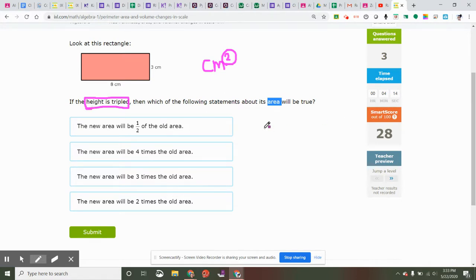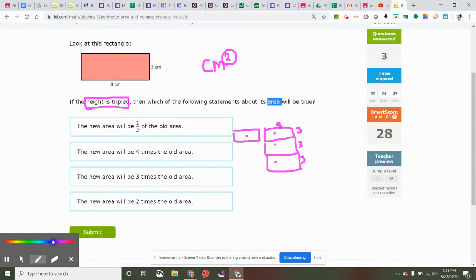And so if I were to draw a picture, this being the old rectangle, 3 by 8, if only the height is tripled, then the new figure compared to the old figure is going to be 3 sets of this one. This is going to be another 3, this is going to be another 3, so the entire side length is going to have a total measurement of 3 times 3, which is 9. This is the area of this whole rectangle, because again, only the height was tripled.